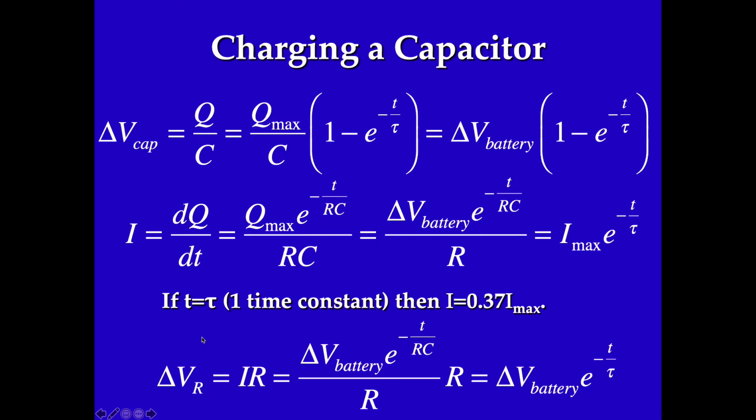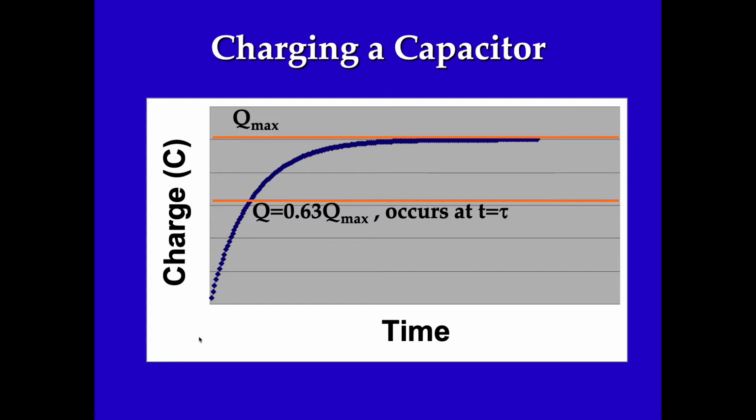And of course, you can use Ohm's law to find the voltage across the resistor. Current times resistance will give you the voltage across the resistor. So here's a graph of the charge on the capacitor as a function of time. It increases exponentially. After one time constant, that first horizontal orange line that you see in that graph, the capacitor is charged to 63% of its maximum value. And after a long period of time, the capacitor reaches Q max.